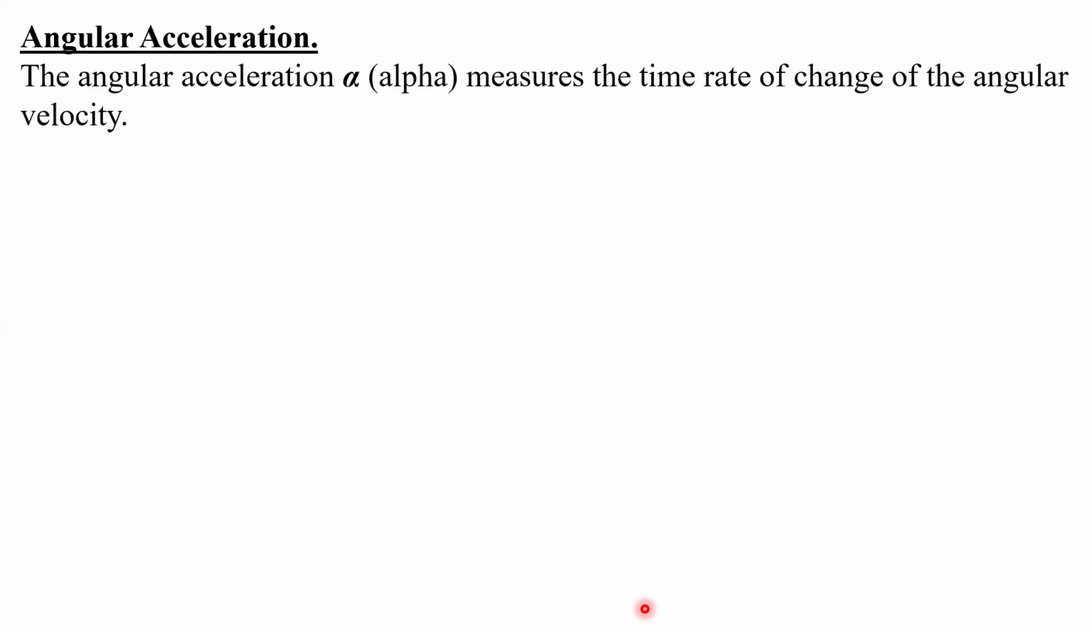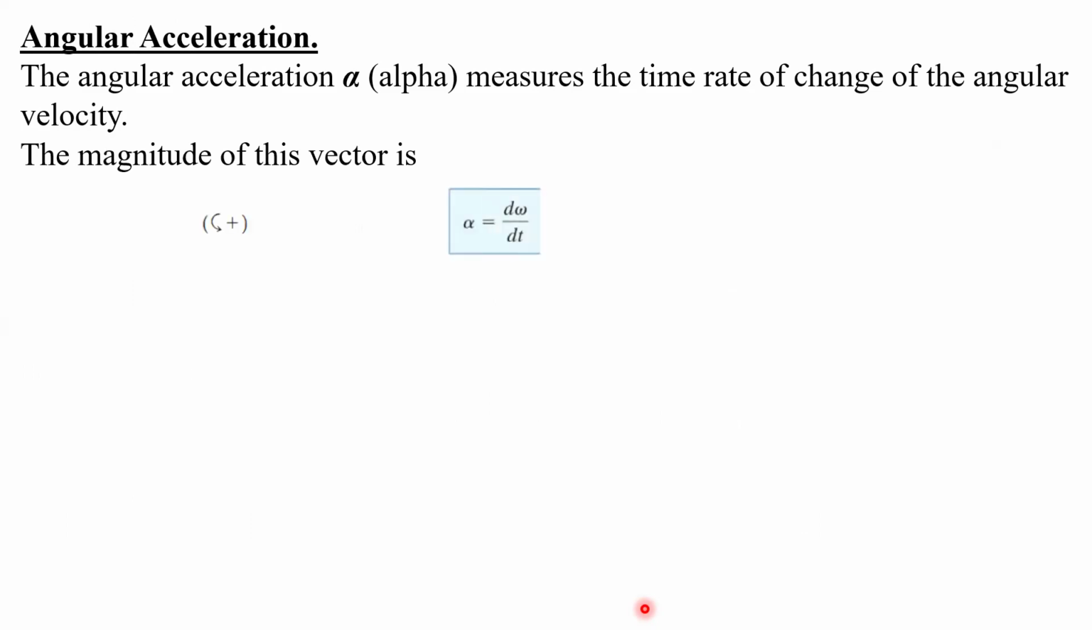The angular acceleration alpha measures the time rate of change of angular velocity, that is dω/dt. The magnitude of this vector is alpha equal to dω/dt, and it is positive anticlockwise. So it is also possible to express alpha as d²θ/dt², that is the second derivative of angular displacement.